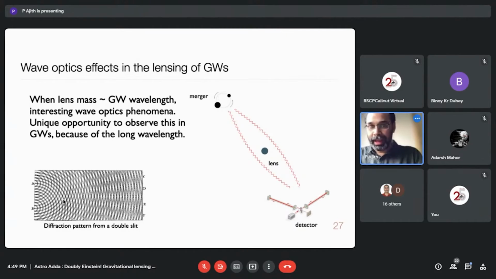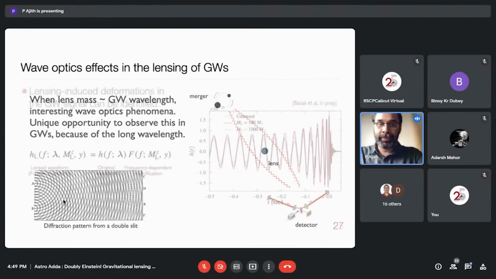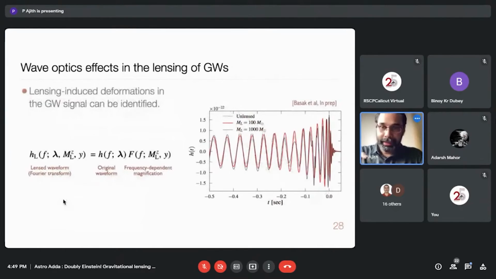And similarly, here, if the mass of the gravitational lens, or the gravitational radius of the lens, is comparable to the wavelength of gravitational waves, this is analogous to these double slit experiments of light. And you can actually see effects of the wave nature of gravitational waves by diffraction and wave optics effects. And this would, for example, introduce characteristic deformations in the observed gravitational wave signal.